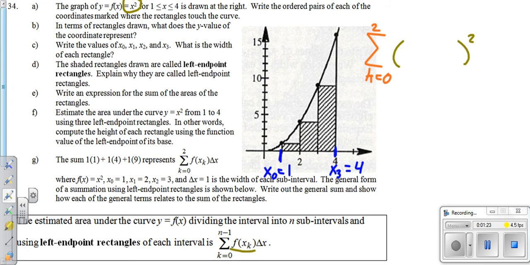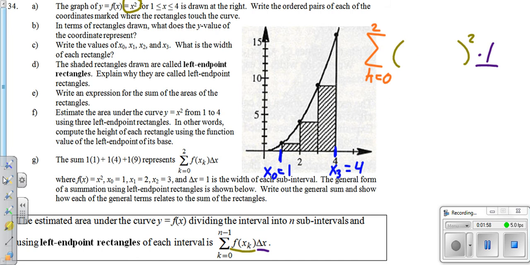Then we need to multiply it by our width. The width of each rectangle we would put here. In this case, the width of each rectangle is 1. You can always get that by going 4 minus 1, which is 3, divided by the number of rectangles, which is 3, and 3 over 3 is 1. It's very easy to see in this problem, but that's the process you would use when you get to other problems.